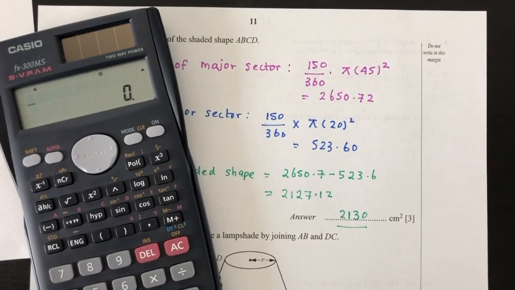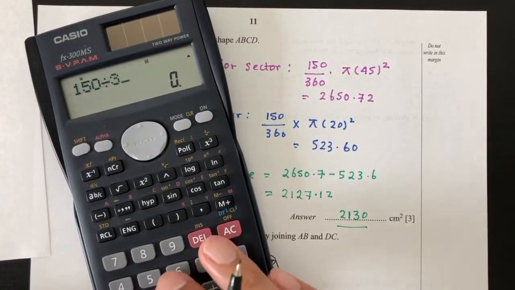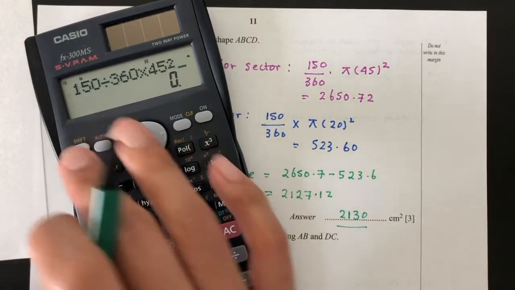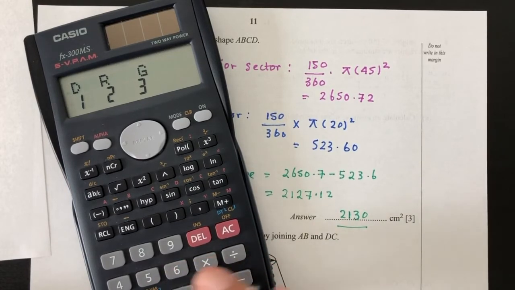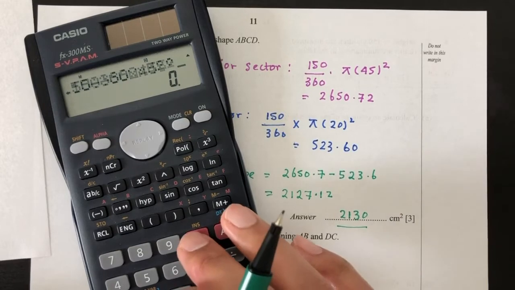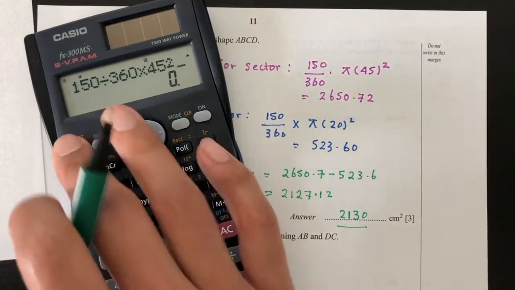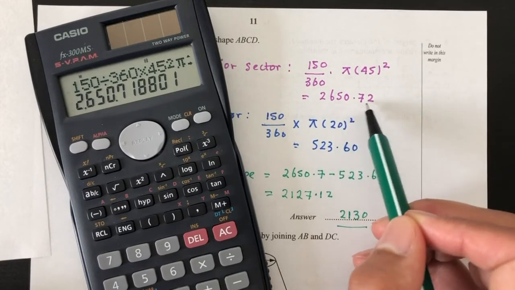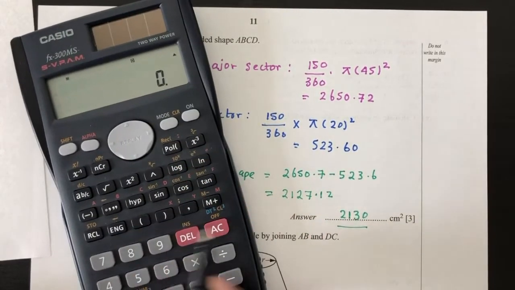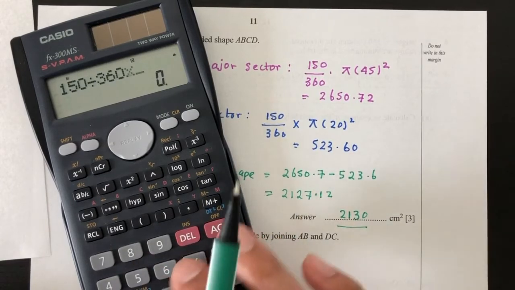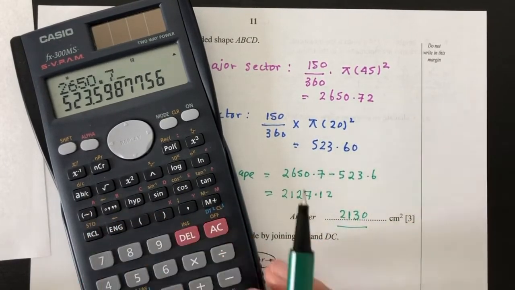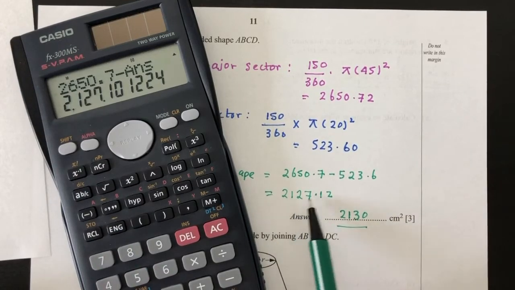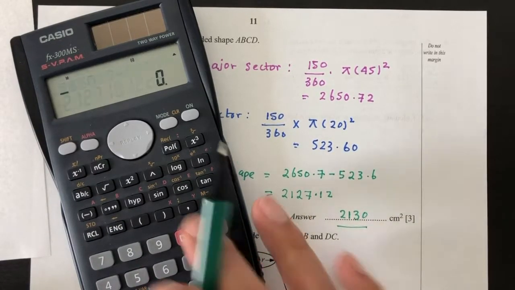So let's double check the answer. The major sector will be 150 divided by 360 times 45 squared times pi. That is 2650.72. Now the area of the minor sector will be 150 divided by 360 times 20 squared times pi. So this is good. 2650.7 minus that answer should be 2127.10. So 3 SF will be this value.